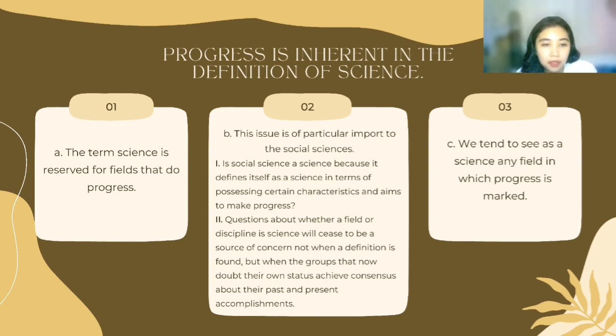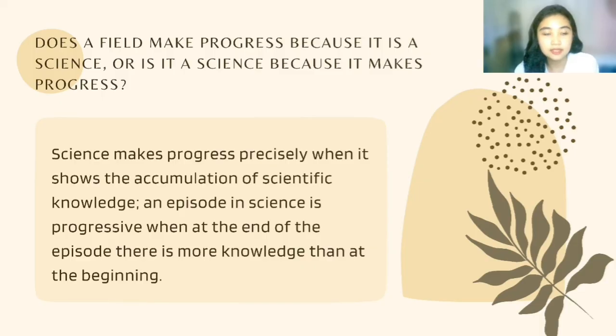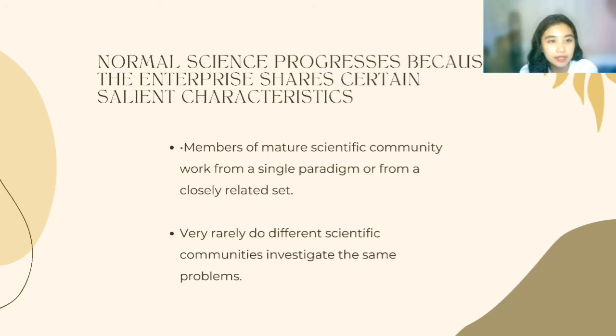In normal science, practitioners can do their work without first having to evaluate their foundational assumptions and principles. Next is, does a field make progress because it is a science, or is it a science because it makes progress? Science makes progress precisely when it shows the accumulation of scientific knowledge. An episode in science is progressive when at the end of the episode there is more knowledge than at the beginning. Normal science progresses because the enterprise shares certain salient characteristics.